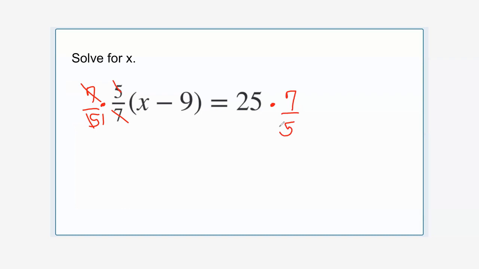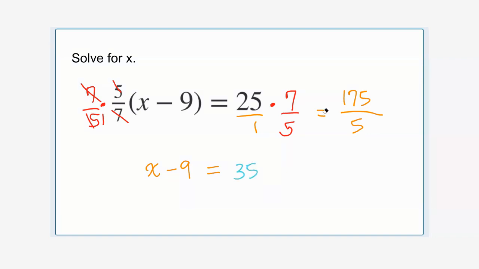Okay, which means I am now dealing with just the one group, x minus 9. That equals 25 times 7/5, which is really the same thing as saying 25 times 7. I have 7 quarters. That's $1.75 or 175. 1 times 5 is 5. 175 divided by 5, you get 35.